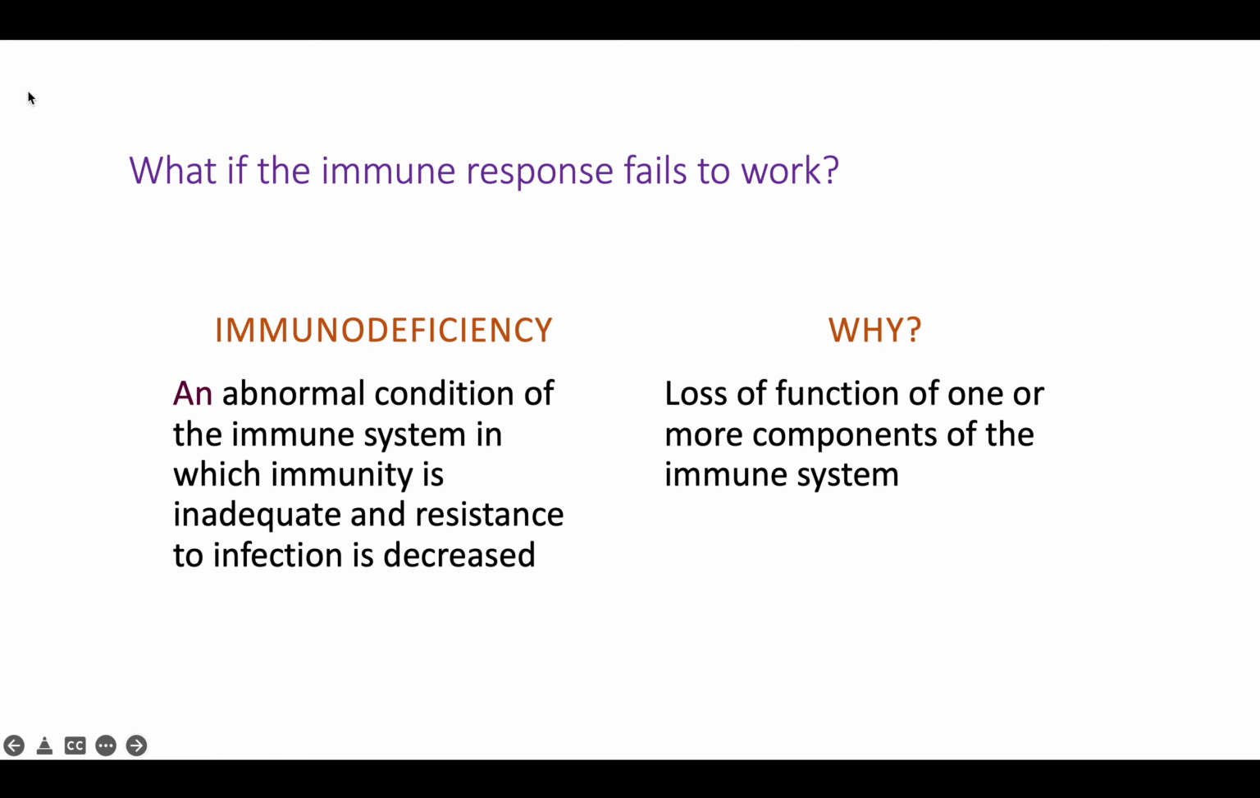They're either not producing, maybe there's a problem with the bone marrow, right? And we don't have that humoral immunity. Maybe there's a problem with the T cells and we're not getting that T cell immunity, right? Maybe there's a problem with maturity and we're not producing mature cells. There's a loss of function of one or more components of the immune system, and therefore the immune system cannot do its job.